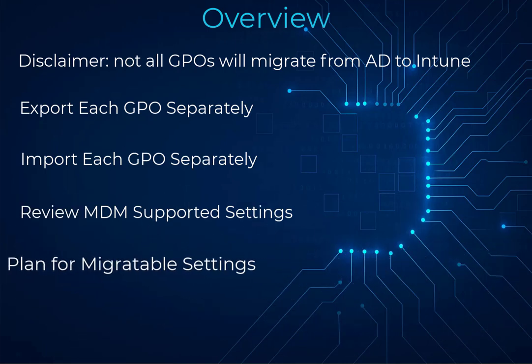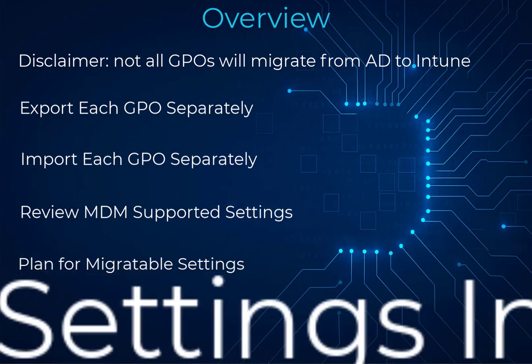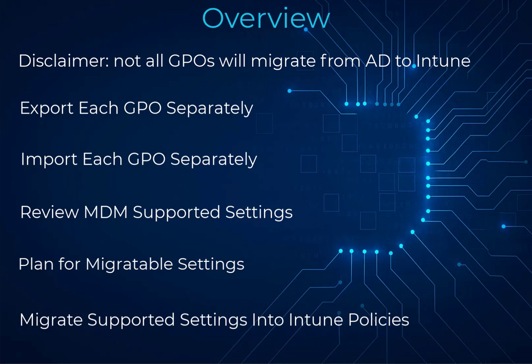Next, we will take all of this information. We will plan for non-supported and migratable settings. And we will map out what we can import, what we can migrate, and what we can't, and what we'll have to manually intervene with. And the very last step is to sort the settings in each group policy that we imported by those that are supported to migrate, and migrate per each imported GPO into a policy. And that would actually conclude the process of migrating GPOs from Active Directory to Intune.